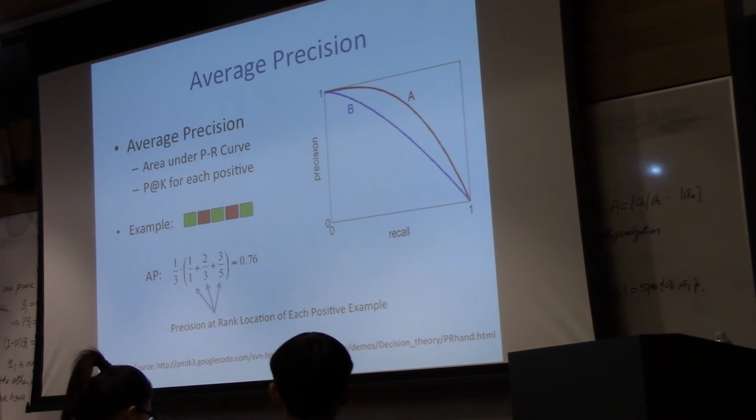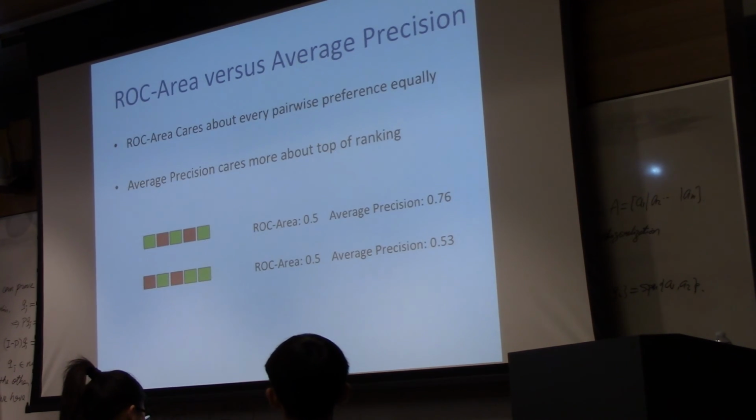So if you read machine learning papers that talk about which model they chose and why, they often say we chose this model because it has the highest average precision or the highest ROC-Area or the highest precision at 10. And a lot of the time that depends on what the use case of your model is. So how do we think about comparing ROC-Area versus average precision? ROC-Area cares about every pairwise preference equally. Average precision cares more about the top of the ranking.